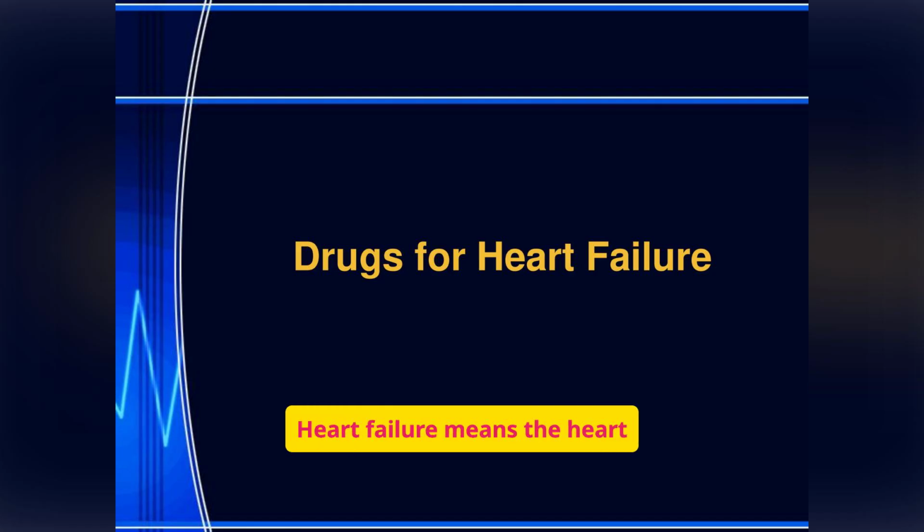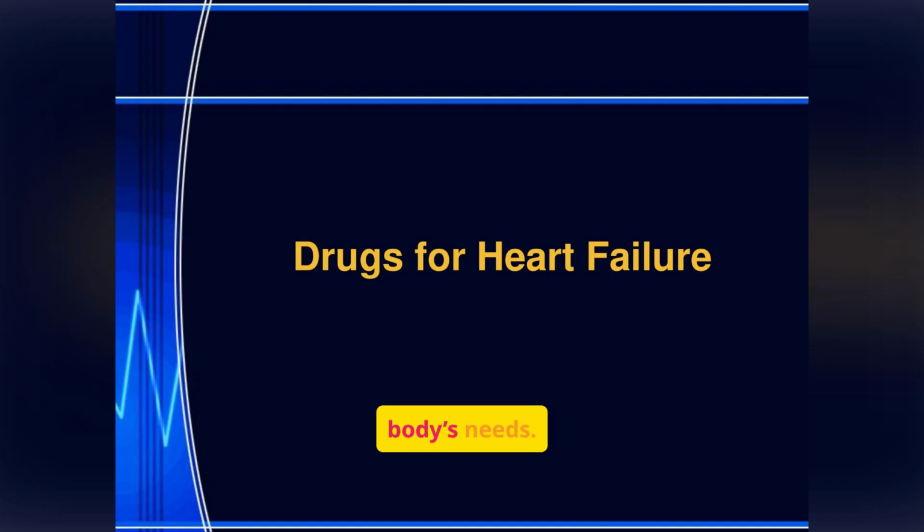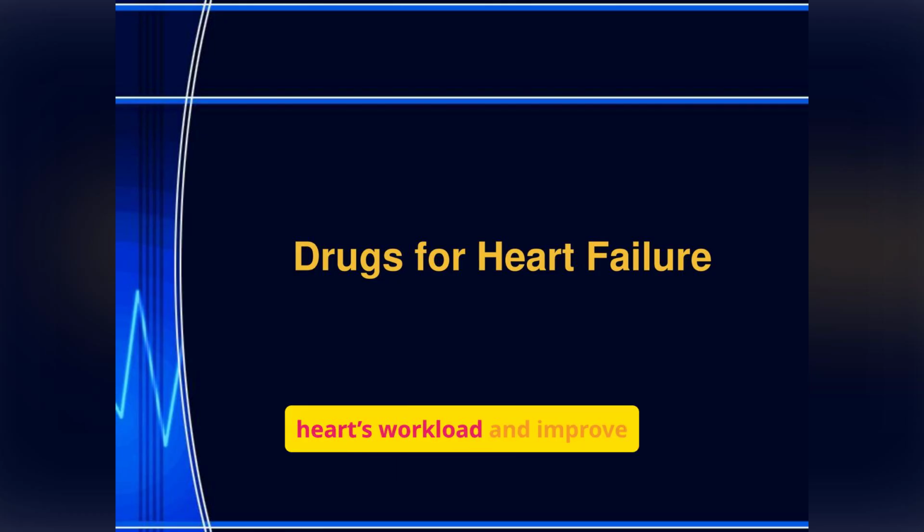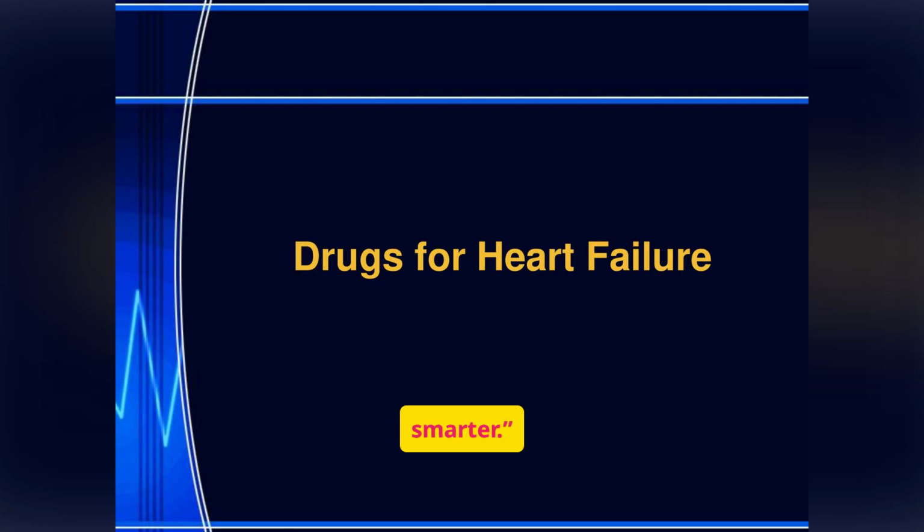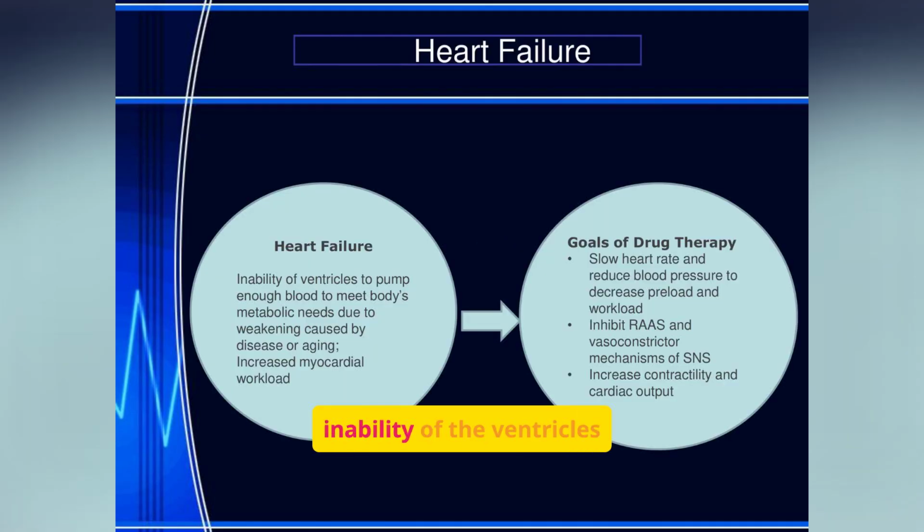Heart failure means the heart can't pump enough blood to meet the body's needs. Over time, the heart becomes weak, stiff, or enlarged. Medications help reduce the heart's workload and improve efficiency. Let's talk about how we help a tired heart beat stronger and smarter. Heart failure is the inability of the ventricles to pump enough blood. We'll discuss the goals of drug therapy for heart failure.